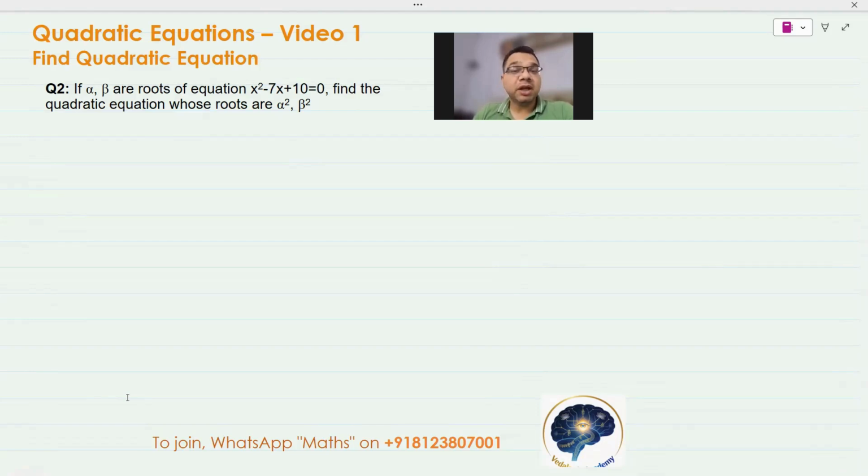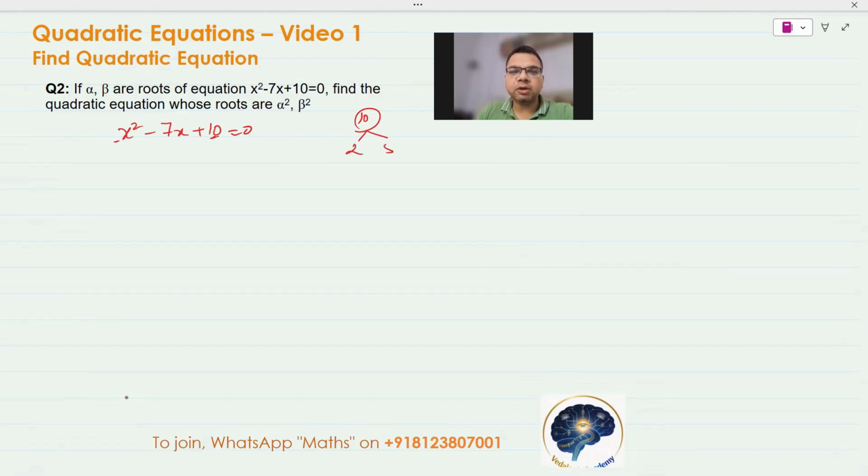Okay, so there are two ways to solve this question. Either I find out alpha and beta, and then I go ahead and find out the equation whose roots are alpha square and beta square. That's one way. For me, it's easy to find out the roots of this equation. The equation is x square minus 7x plus 10 equals to 0. So there are two ways. The first, we have to find out the roots. So 10 into 1 is 10, right?